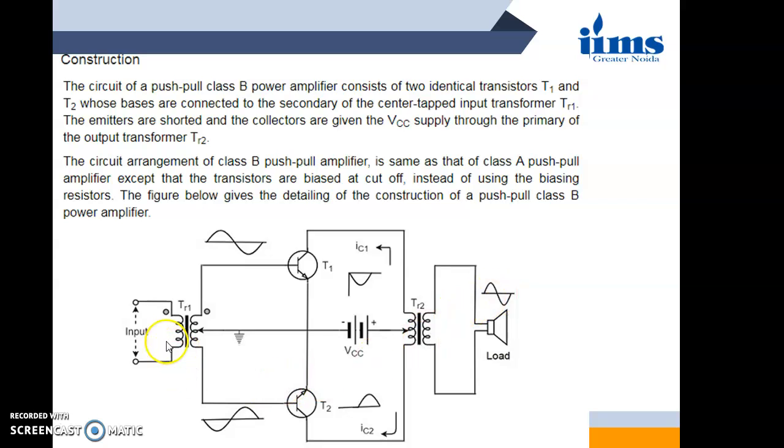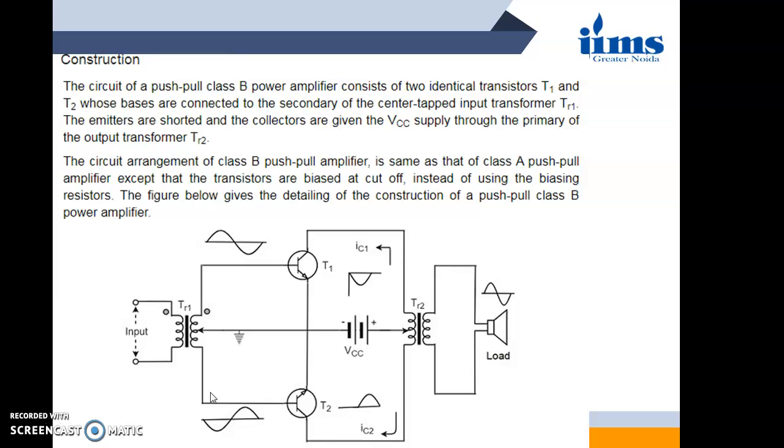Similarly, for the negative half cycle of the input signal, transistor T2 is on and T1 is off, and therefore we get a negative half cycle magnified. So this is the push-pull amplifier configuration. With the help of the two transistors T1 and T2 and the two transformers, we get the output voltage for the full cycle of the input signal.